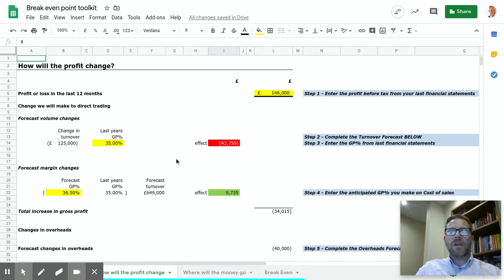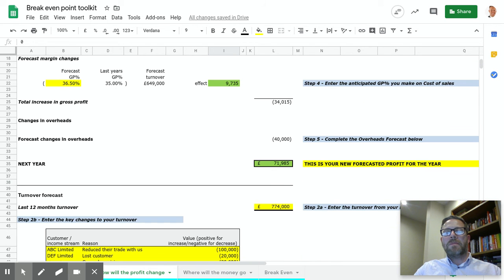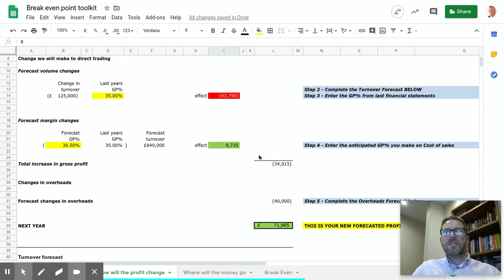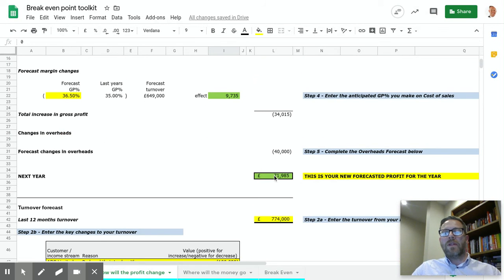Just to summarize that for you. In the last 12 months, I made 146 grand. But in the next 12 months, I think my turnover is going to go down by 125,000. And I think my margin is going to go up slightly. My GP percentage is 36.5% as opposed to 35%. So I will lose £34,000 from trading, and I'll lose £40,000 from overheads. My predicted profit for the next 12 months, therefore, is significantly reduced from £146,000 down to £71,985. Still a positive figure, though.